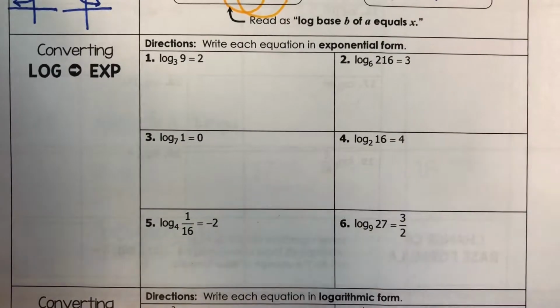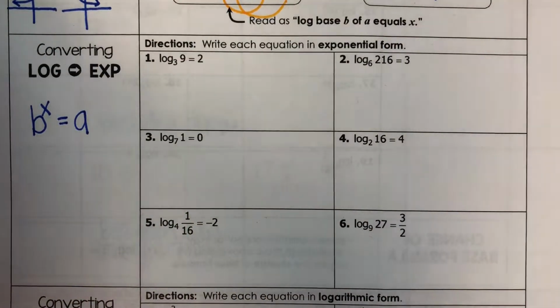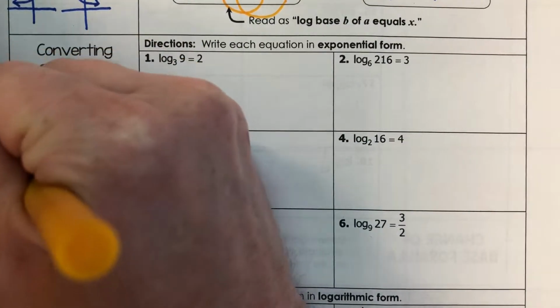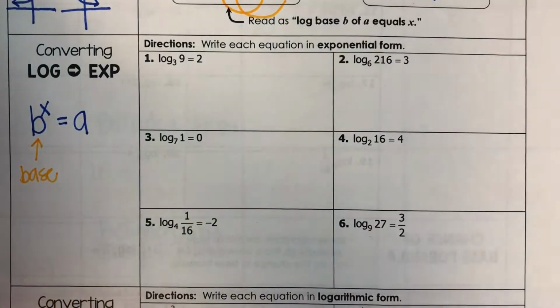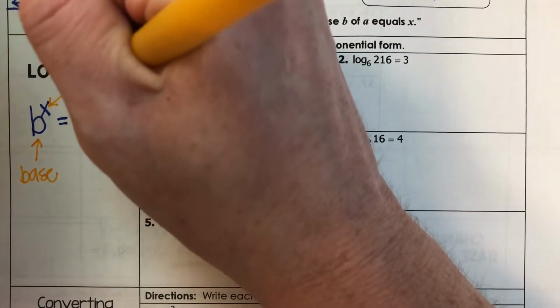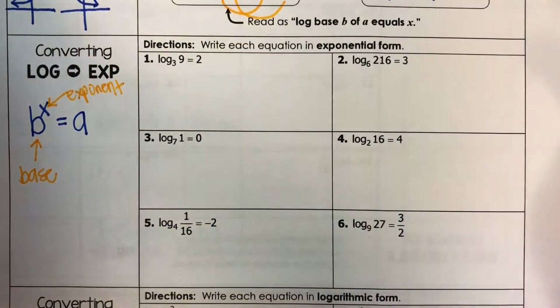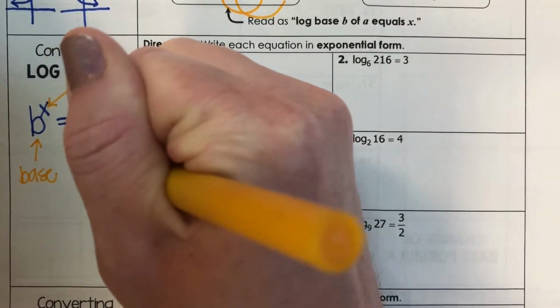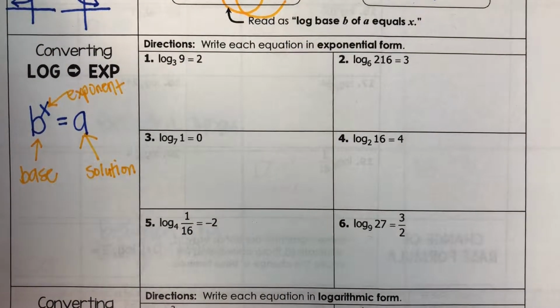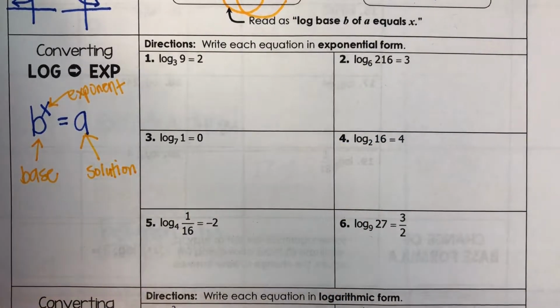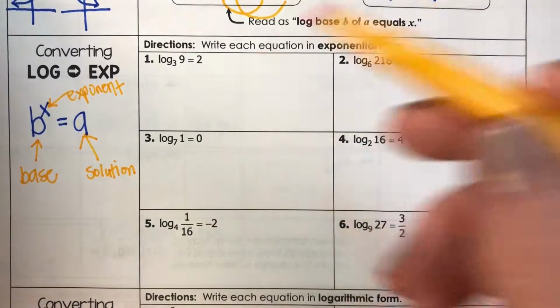So in this next section where we're converting logs to exponentials, I want to talk about what each piece is again. So right here, b is what I call the base. X is the exponent. And a is what we would call the solution or the answer to the problem. Okay? So I know that you did some of these yesterday, so here I'm only going to do the odds.